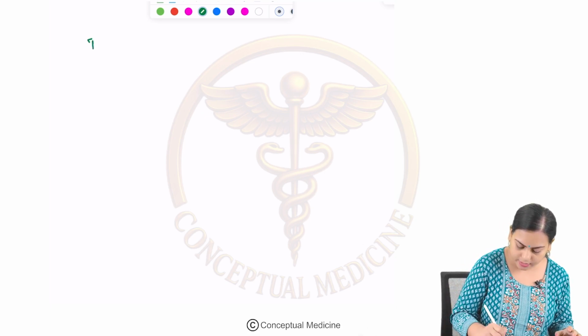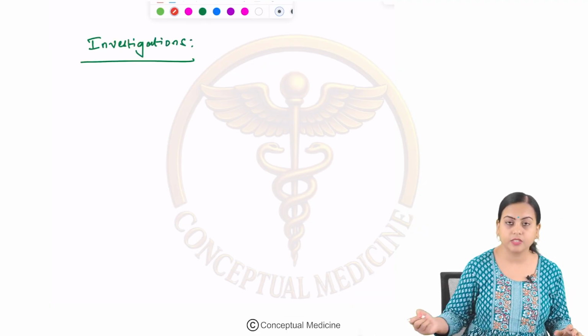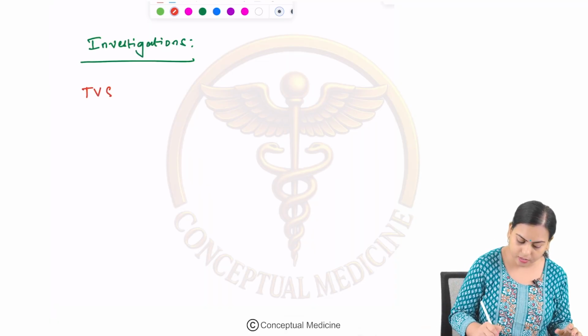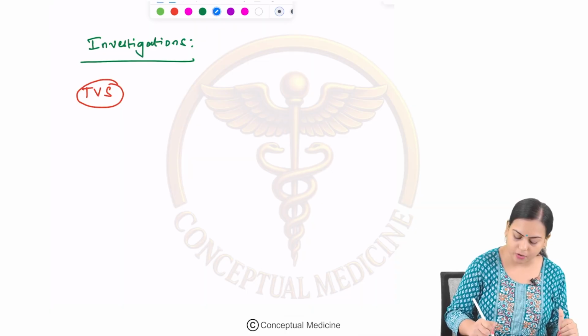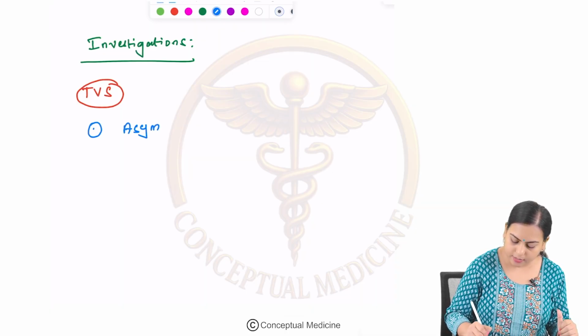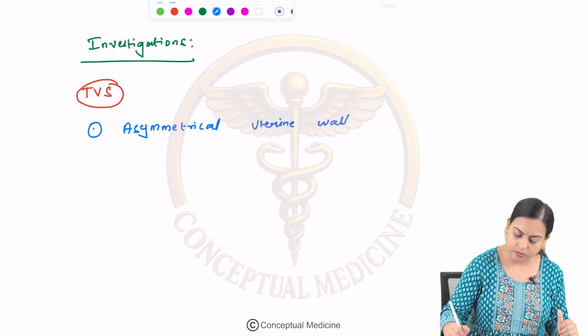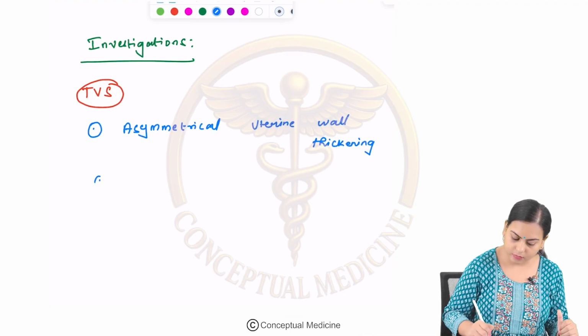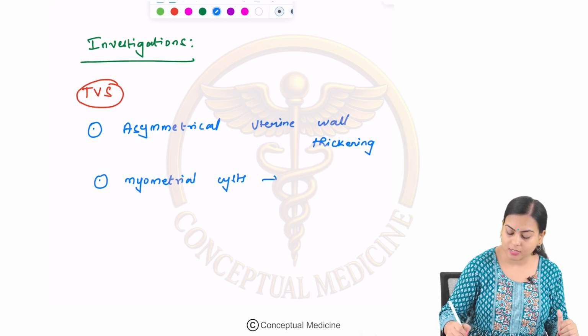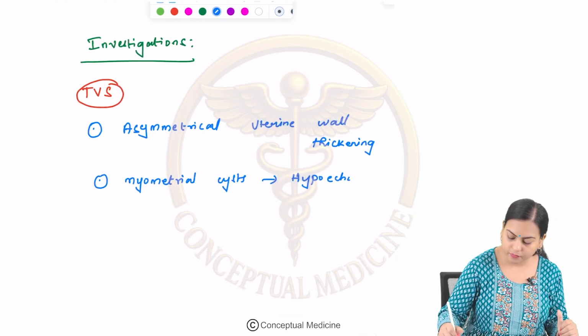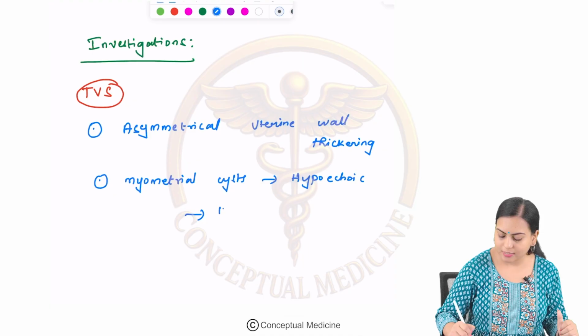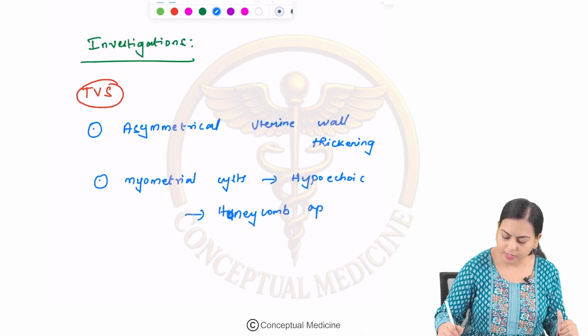Let us see the investigations to be done in a case of adenomyosis. We have to start with transvaginal ultrasonogram, where you will be able to make out asymmetrical uterine wall thickening, then myometrial cysts, which will be hypoechoic, and this can be seen in a honeycomb appearance.